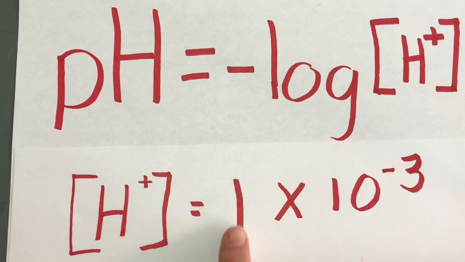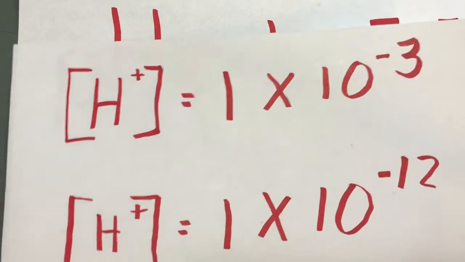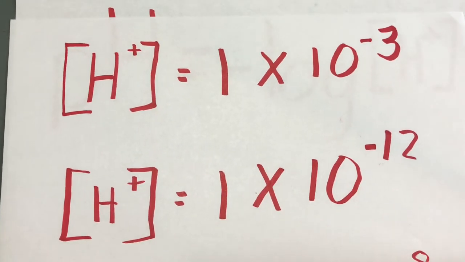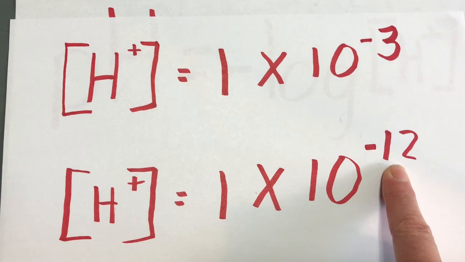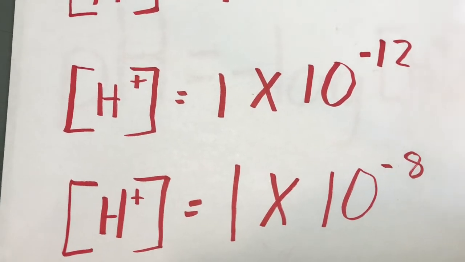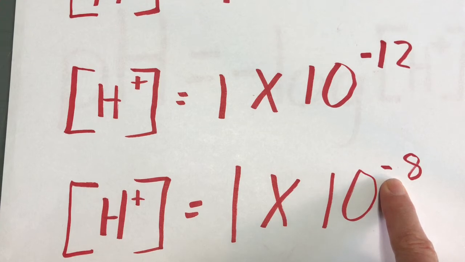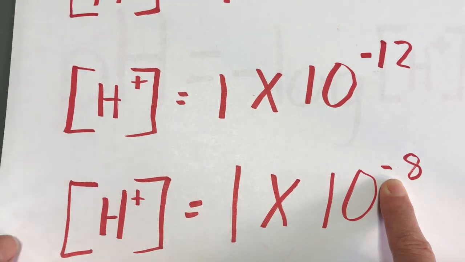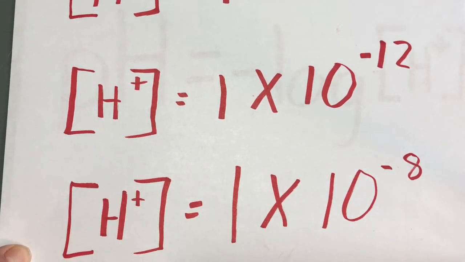This only works because the mantissa is 1. But whenever the mantissa of the scientific notation is 1, we can just use the exponent in the scientific notation and take the negative of that in order to get the pH. So here, the exponent's negative 12. If I multiplied that by negative 1, I would get 12. So the pH of this one would be 12. The concentration of this one is 10 to the negative 8. So if I multiplied the negative 8 by negative 1, I would get 8. And the pH of this solution would be 8.